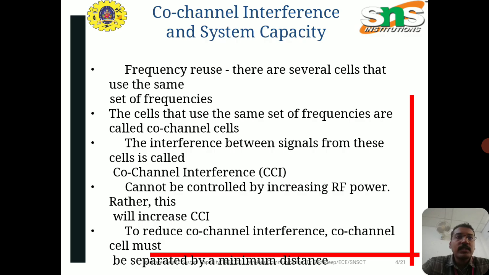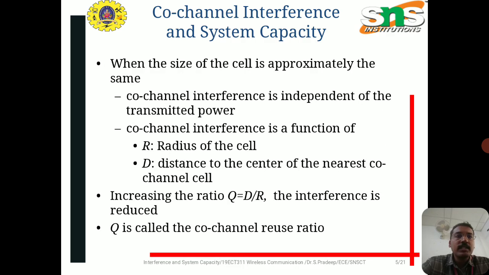In co-channel interference, with frequency reuse, there are several cells that use the same frequencies. The cells that use the same set of frequencies are called co-channel cells. The interference between signals from these cells is called co-channel interference. It cannot be controlled by increasing RF power. Rather, this will increase co-channel interference. To reduce it, the co-channel cells must be separated by a minimum distance. When the size of the cells is approximately the same, co-channel interference is independent of the transmitted power.